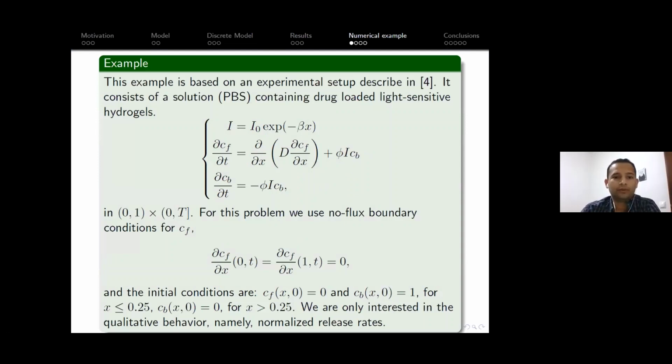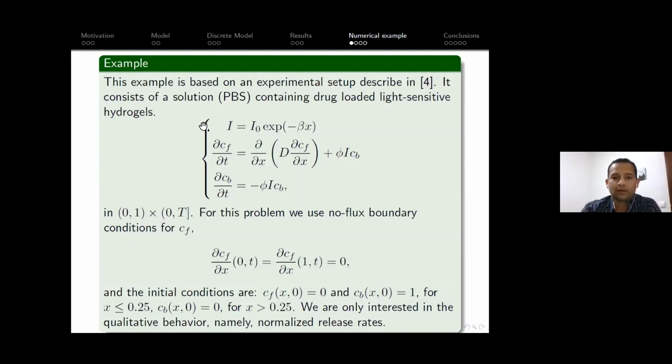Now we jump to an example. This is a numerical example taken from a paper that reports some data from a laboratory experiment. We want to see whether our model can reproduce the solution, similarly to the laboratory experiment.